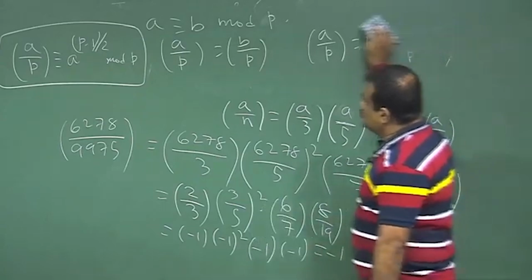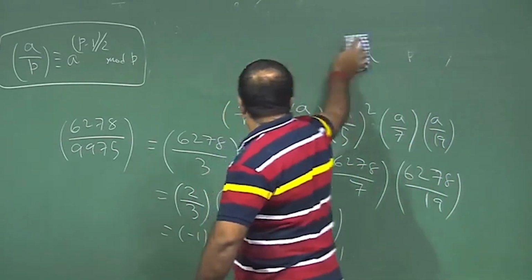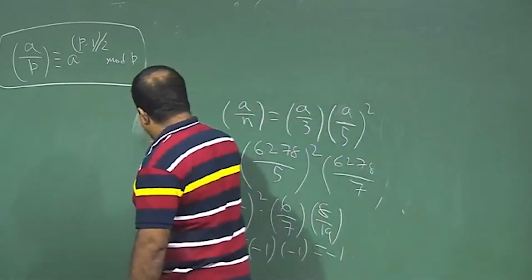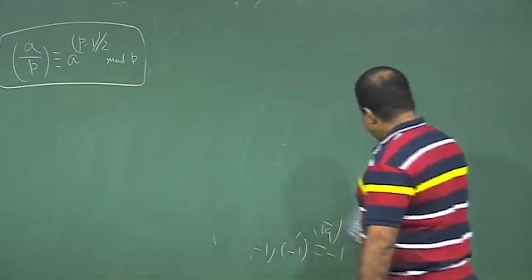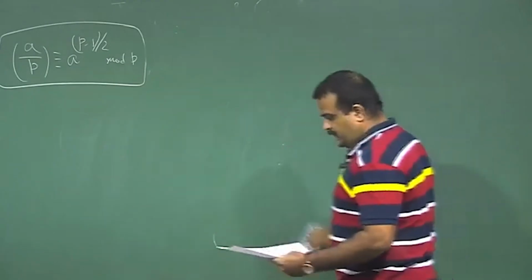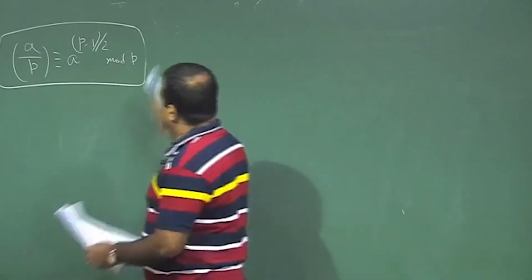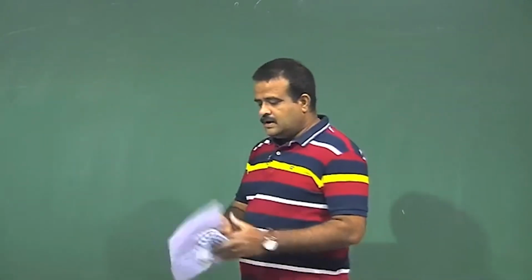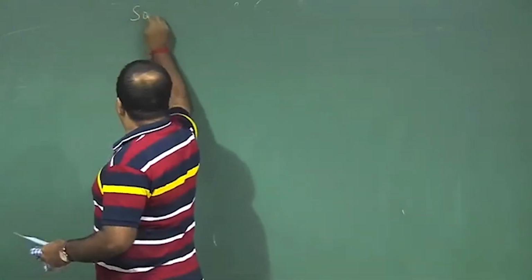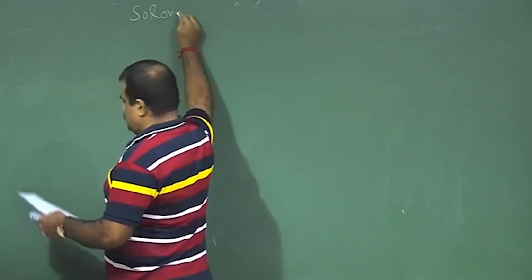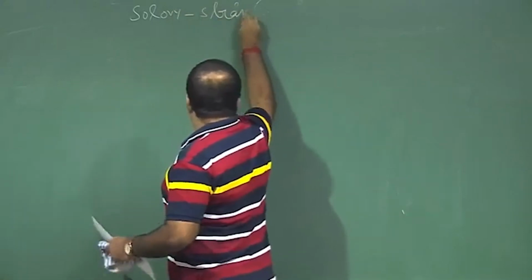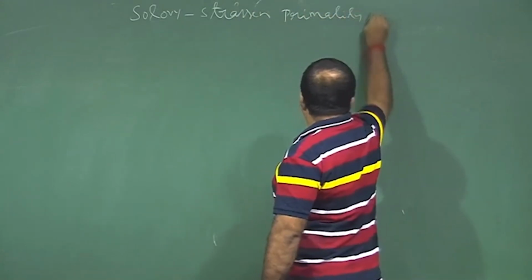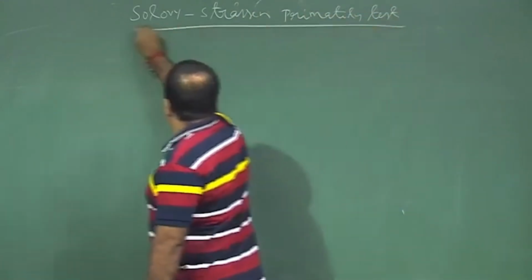Okay, so now we will use this Jacobi symbol to have a primality testing of an integer n. Now, this is basically called the Solovay-Strassen primality test. That means we have to test whether a given integer n is prime or not.